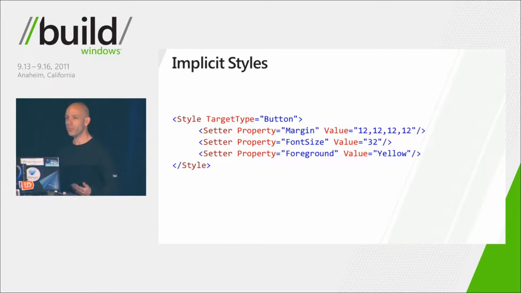Implicit, you basically just remove the key, and they're not based on anything in this case. In this case, I'm just doing an implicit style. It's a button. I'm going to set a bunch of formats for it.